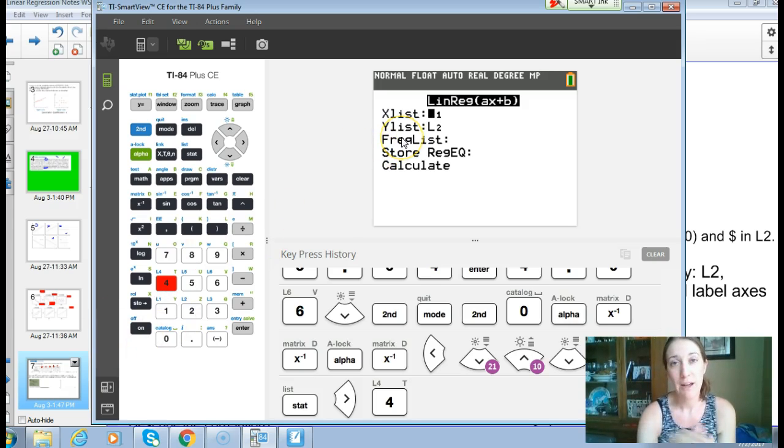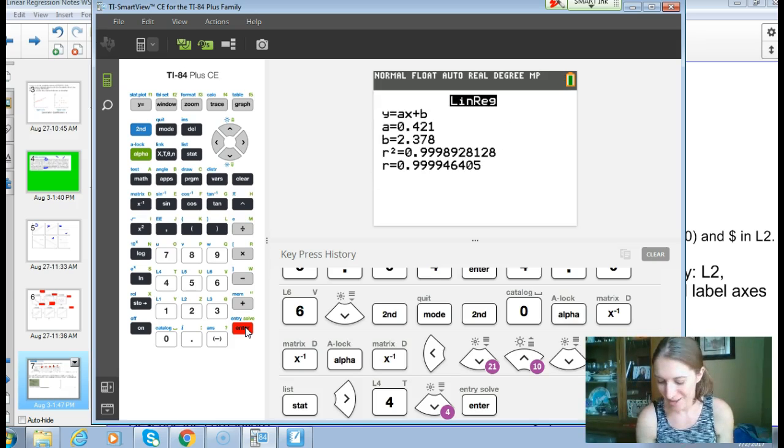Frequency list, we are not going to be using that this time, but that's if you have a frequency table where you have multiple entries, like 6 showed up 25 times, so you would have another list with the frequency of every entry. We don't have that. If you want to store your regression equation somewhere, you totally could. I don't think I want to. And then we're just going to go down to calculate for us. Then enter.